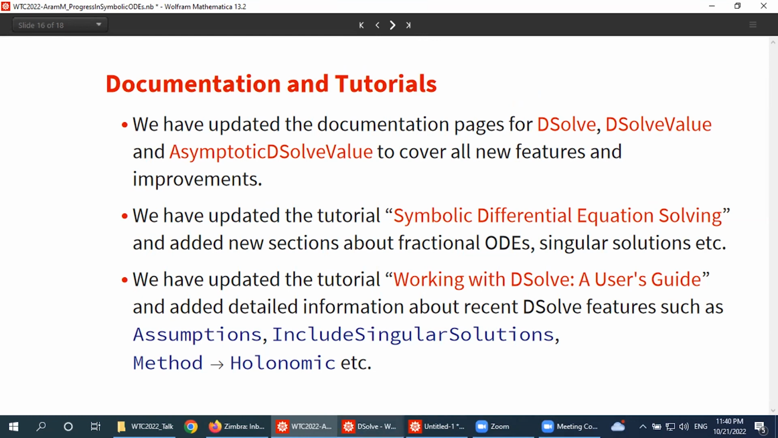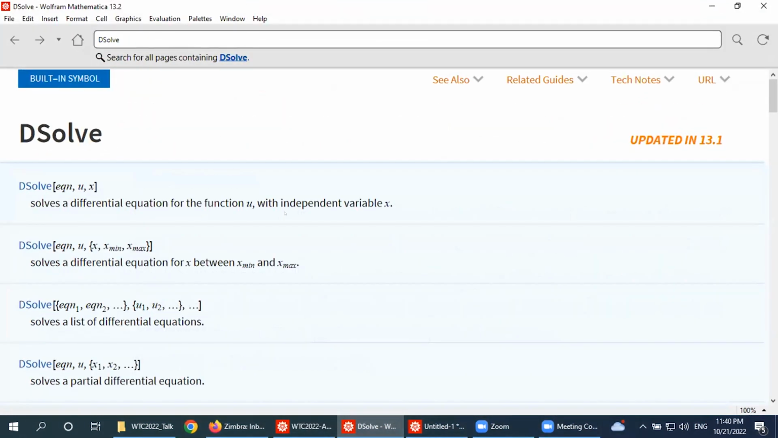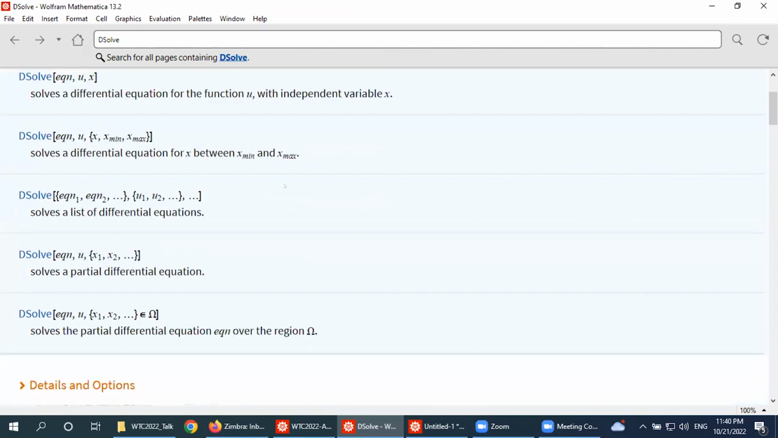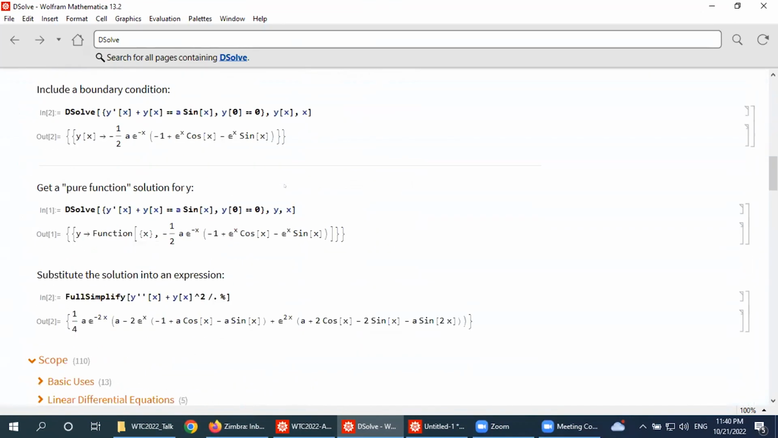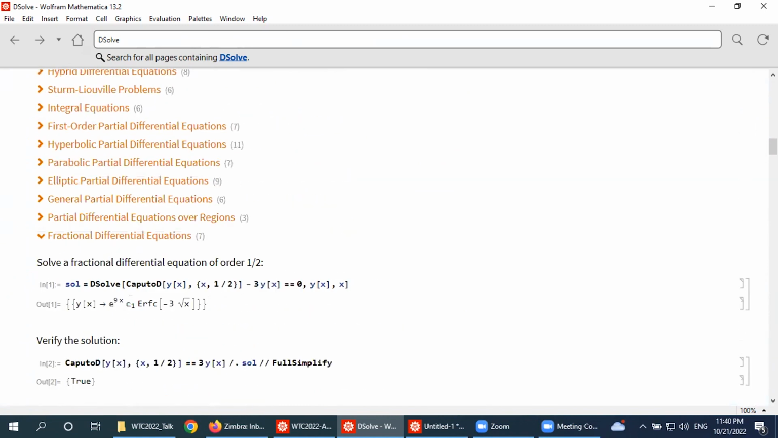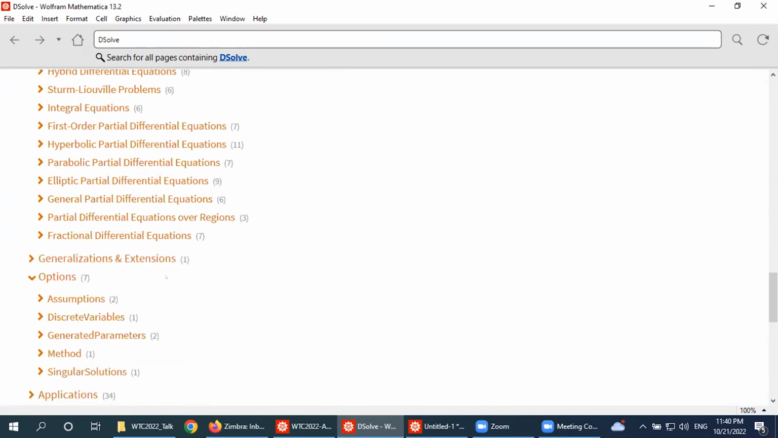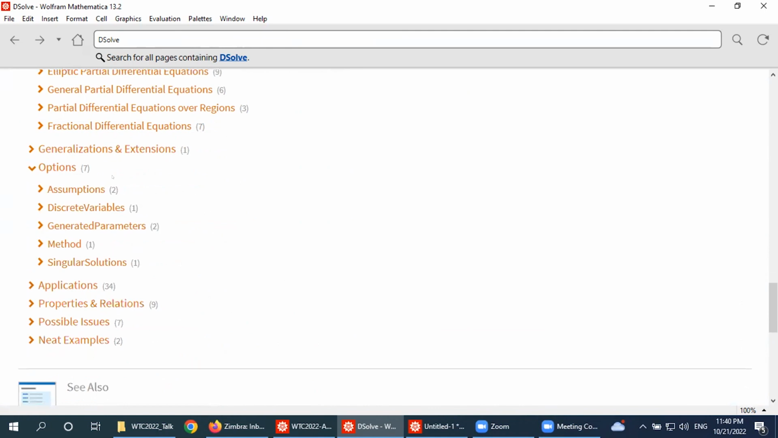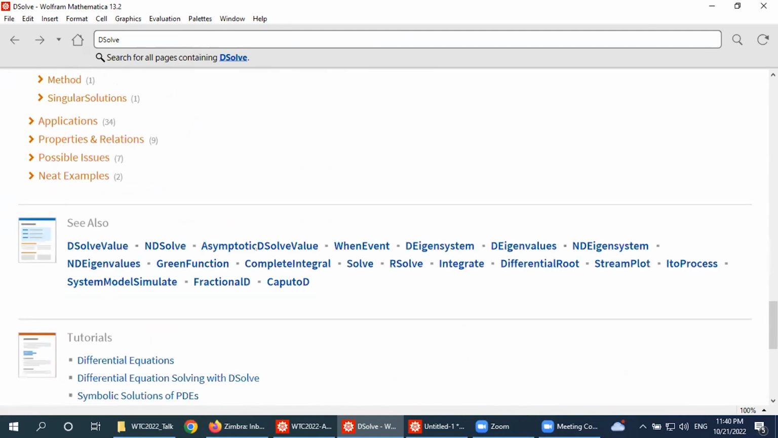For example, let me demonstrate the DSolve documentation page. Here in the scope section, you can find a new subsection named fractional differential equations with many examples in it. And for example, in the options section, there is a new subsection about singular solutions. And there are also many new examples covering all new features and improvements which we made in this version. And I also want to show you the bottom of this page.